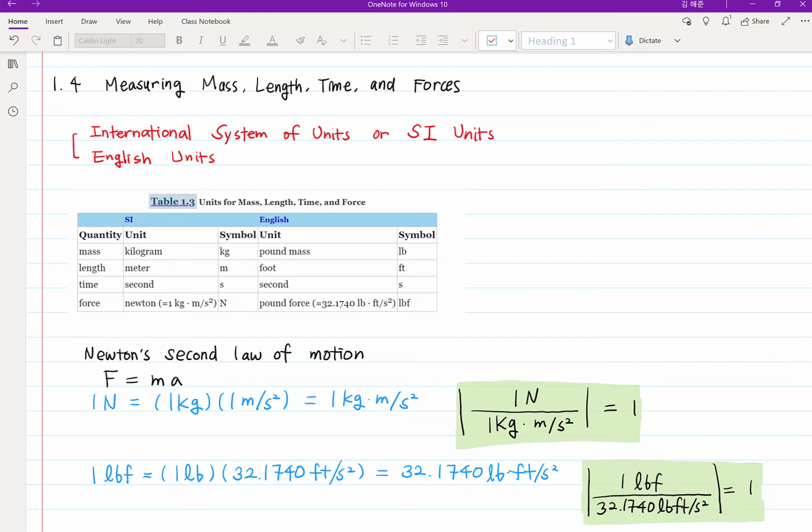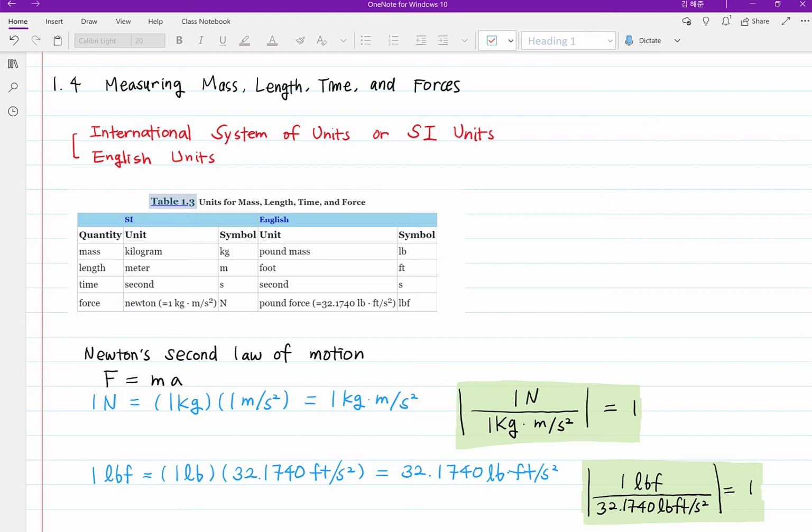The International System of Units, or SI unit, for mass is the kilogram. The unit of length is the meter. The unit of time is the second. The SI unit is also called the metric system. It is a decimal-based system of measurement units.